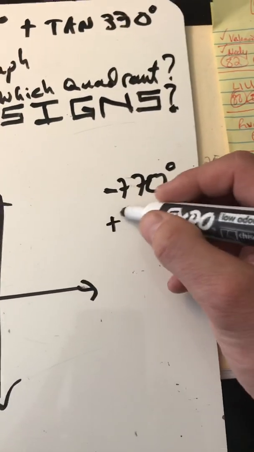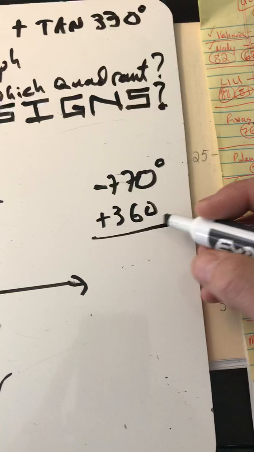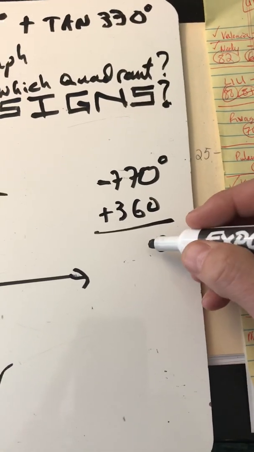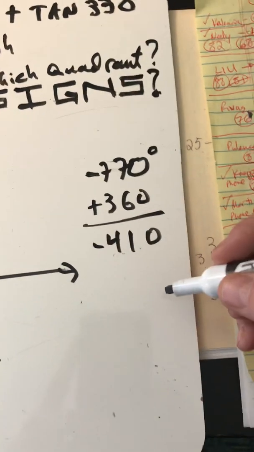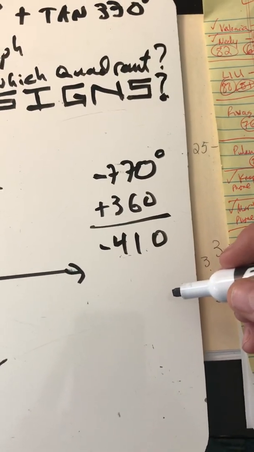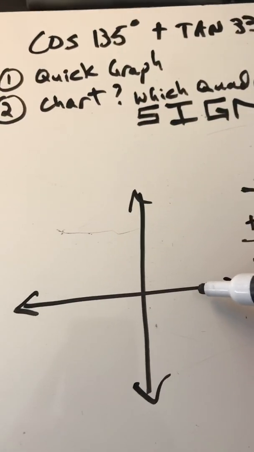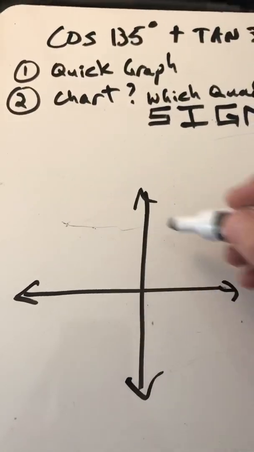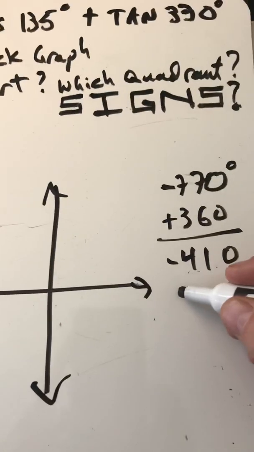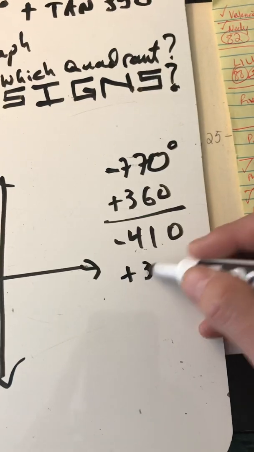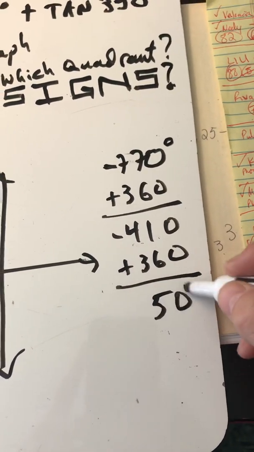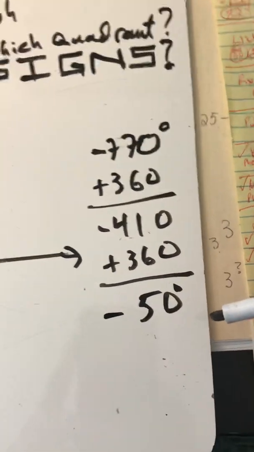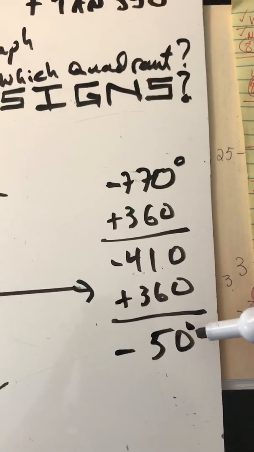So let's add 360 degrees. That puts us at negative 410 degrees. All right? Well, negative 410 is still 360 plus a little bit more. So I'm going to add another 360, and that's going to give me negative 50 degrees. That's really the angle we're going to look for.